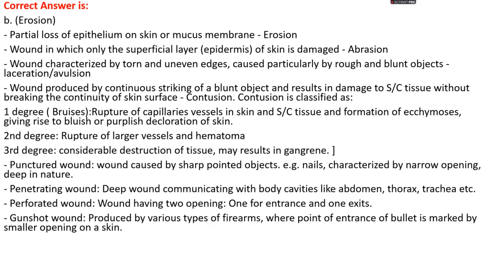A punctured wound is caused by a sharp pointed object, for example a nail, and is characterized by a narrow opening and deep nature. A penetrating wound is also deep like a punctured wound, but it communicates with normal body cavities like the abdomen, thorax, trachea, etc. A perforated wound is characterized by the presence of two openings: first for entrance and second for exit. A gunshot wound is produced by various types of firearms, where the point of entrance of the bullet is marked by a small opening on the skin.